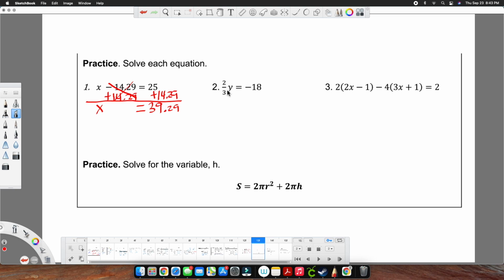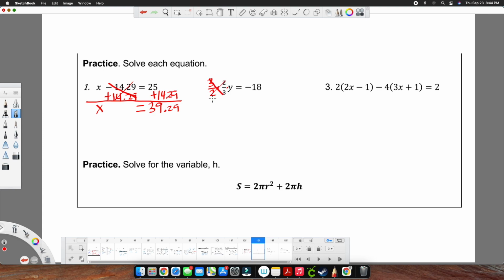So whenever you have a fraction by the variable, remember we're looking at what's being done to the variable. Technically, I'm multiplying by 2 and I'm dividing by 3. I'm doing two things at once when I have a fraction. So what I want to do, and I'm going to erase this too just to get it out of my way, is the opposite. If I'm multiplying by 2, I want to divide by 2. If I'm dividing by 3, I want to multiply by 3. That way they cancel out.